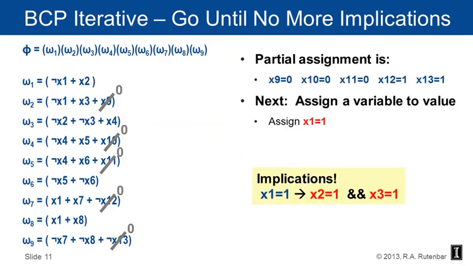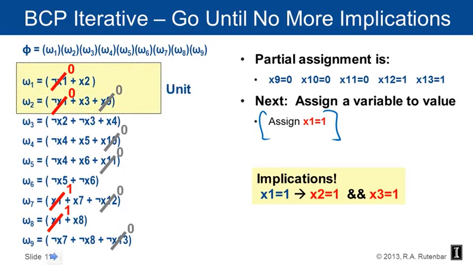All right, so what are we going to do next? We're going to choose to assign a variable to a value, and we're just going to assign x1 to be a 1. So I'm going to go back to my Boolean equation here, with all the previous assignments from the last round grayed out, and I'm going to assign these values. What happens is, in clauses omega 1 and omega 2, the x1 term becomes a 0, and in clauses omega 7 and omega 8, the x1 term becomes a 1. Oh, this is good, actually.